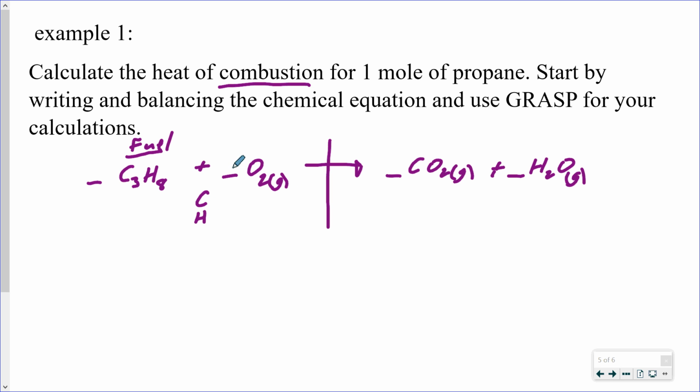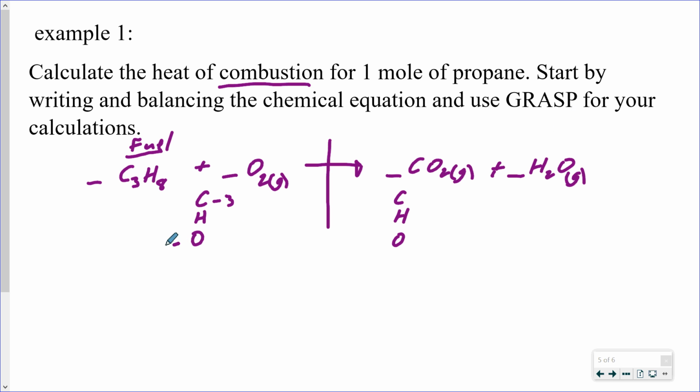So on the left-hand side, we have carbon, hydrogen, and oxygen. On the right-hand side, well, you better also have carbon, hydrogen, and oxygen, or it's not a chemical reaction and something is wrong. So we need to balance it, because if we take a look, we can see that there are 3 carbon on the left-hand side, but there's only 1 on the right-hand side, so we need to fix that before we can go on and do our calculations.